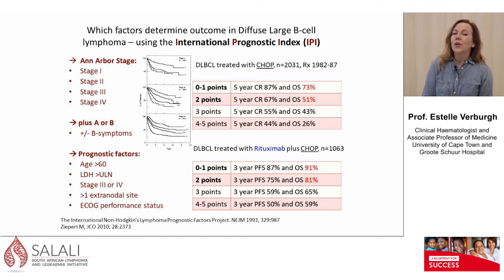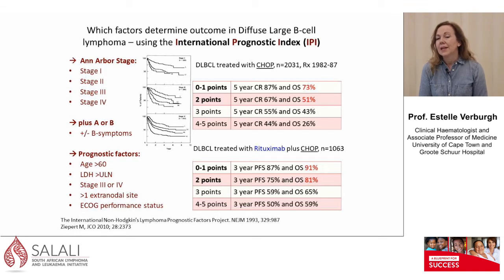And let's look if we can find which factors will determine the outcome in this lymphoma. We use prognostic scoring indexes, and we can see that the stage of the lymphoma, as in Ann Arbor, is important. The more advanced the stage, the poorer the outcome, whether the patient has A or B symptoms or not. And then prognostic factors, and we'll talk a bit more about that later.